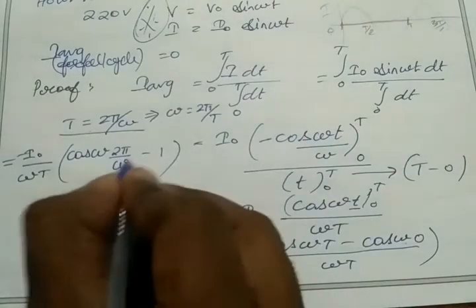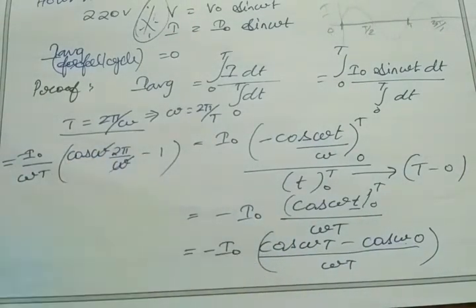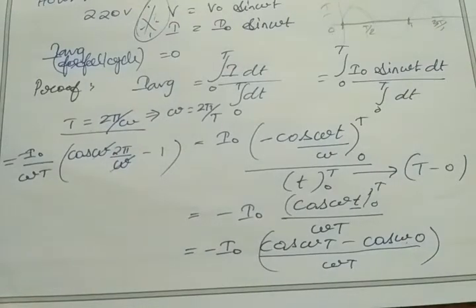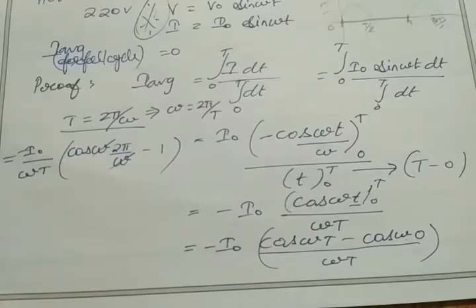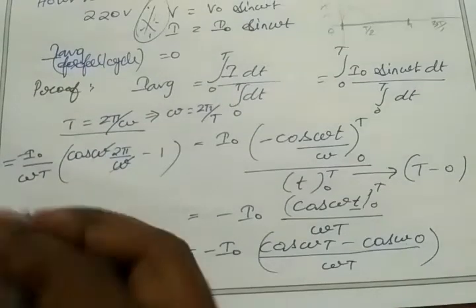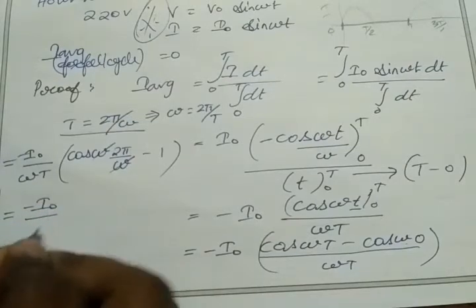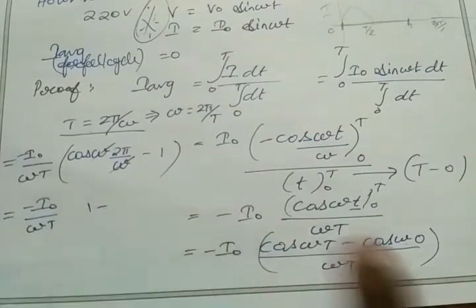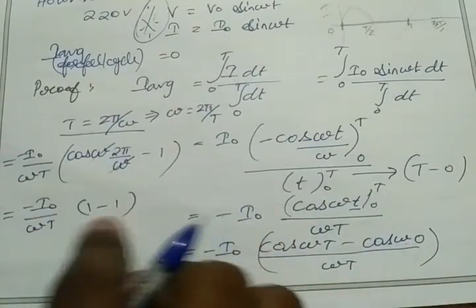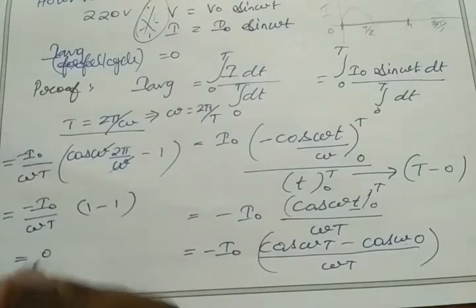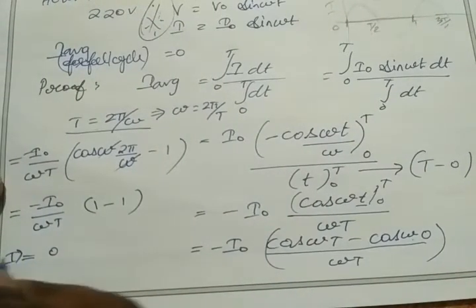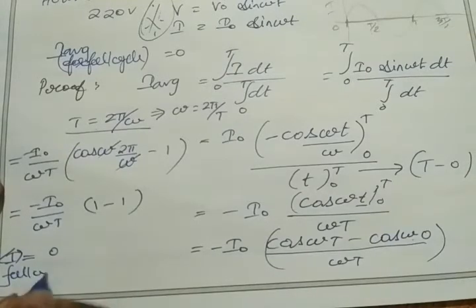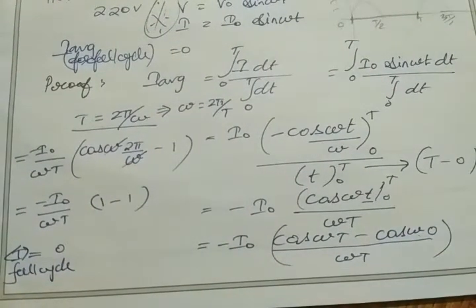Clear? Then omega gets cancelled. We have cos 2 pi. What's the value of cos 2 pi? Cos 2 pi means 360 degree. Okay, pi means 180 degree. Cos 2 pi means 2 into 180, 360 degree. And the value of cos 360 degree is also 1. So we get minus I naught divided by omega t. The value of cos 2 pi is 1. Here also we have cos 0, 1. Then 1 minus 1 will be 0. 0 into anything, here also we have 0. So hence I average for full cycle is always 0, proved. Clear?